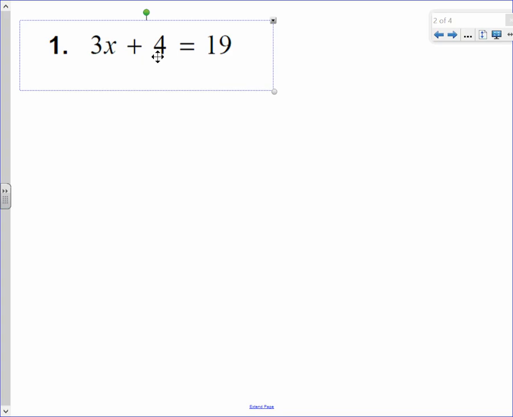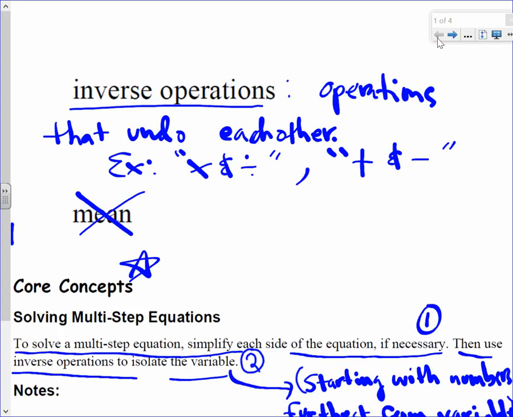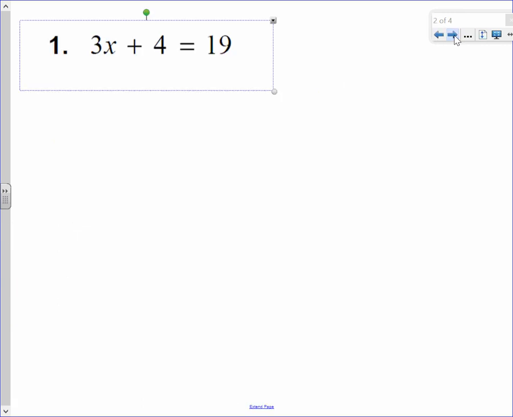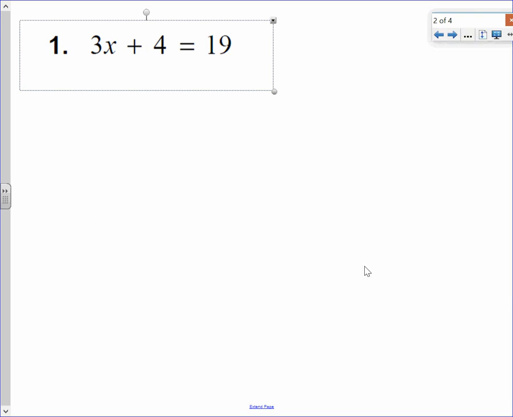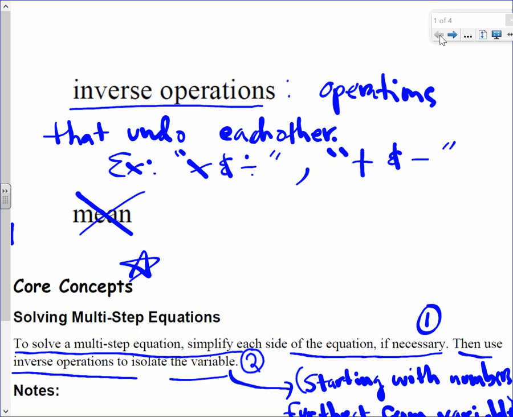All right, step 1 says, to solve a multi-step equation, simplify each side of the equation if necessary. Let's do that. Can I simplify 3x plus 4? Why not? Give me an argument. Why can't I simplify that? What's a better way to say what you're trying to say? They're not like terms. These are not like terms. 19, you can't do anything with a number. You can't simplify a number. It's a number. So step 1's done, ladies and gents. Let's go to step 2.